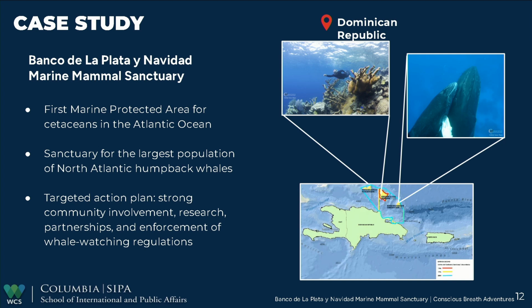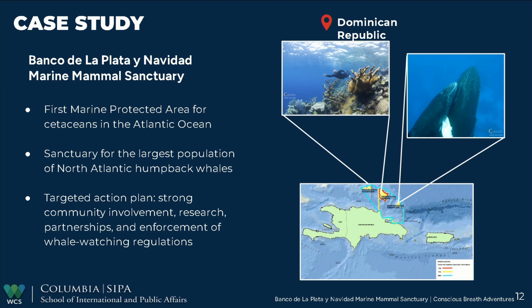And this can be exemplified in the case study of Bancos de la Plata y la Navidad Marine Mammal Sanctuary. This is a sanctuary in the Dominican Republic, located in the northeast part of the country. It is the first marine protected area for cetaceans in the Atlantic Ocean. Cetaceans are whales, dolphins, and other marine organisms such as belugas. And this is the sanctuary for the largest population of the North Atlantic humpback whale, which is a threatened species.